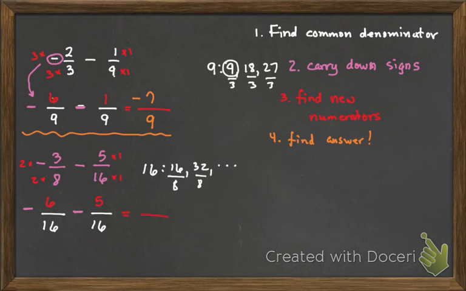Now what I have to do is find my answer. That's my next step. So I'm going to find my answer, and I add. I'm going to carry over my common denominator. Because both of my numbers up in my numerator are negative, I'm going to add and keep the sign. So 6 plus 5 is 11, and they are both negative. So that is my answer.